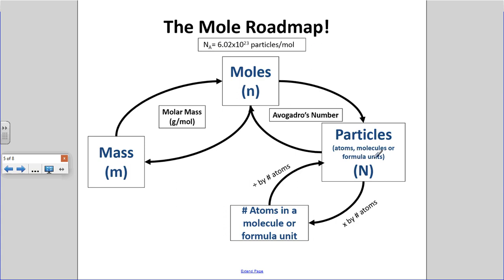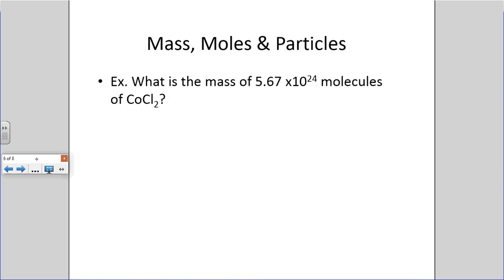Then there were some questions we tried. Once you have particles, can you find the number of atoms or ions in a molecular formula unit? That's an even extra step, and we need to either divide or multiply by atoms. So as we try out a couple of problems today, we're going to come back and look at the mole roadmap and see if that can help us solve some of the problems. So let's take a look at one problem first.